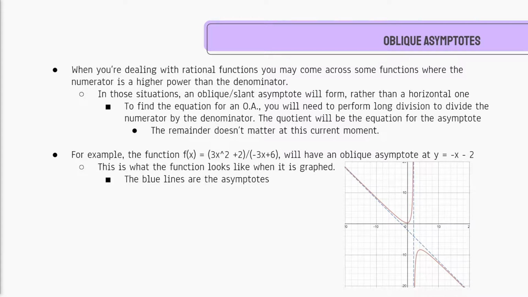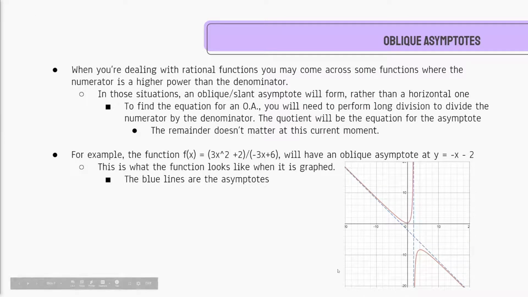To find the equation for the OA, or the oblique asymptote, you will need to perform long division. Hopefully you didn't forget how to do that, because what you'll be doing is dividing the numerator by the denominator. That kind of makes sense, that's the whole point of a rational function. You're dividing something by another function. However, in this case, we don't care about the remainder. We just let it hang out by itself. The only thing that you care about is the quotient. The quotient is the equation for the oblique asymptote.